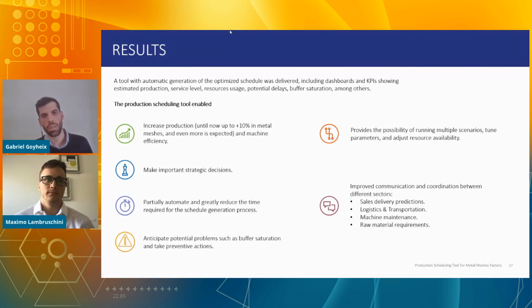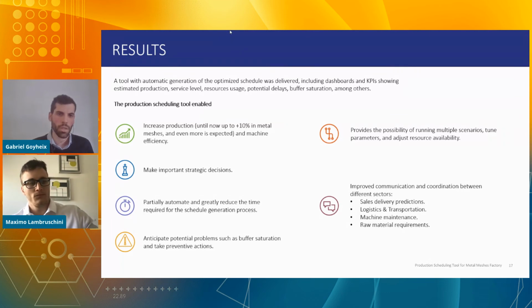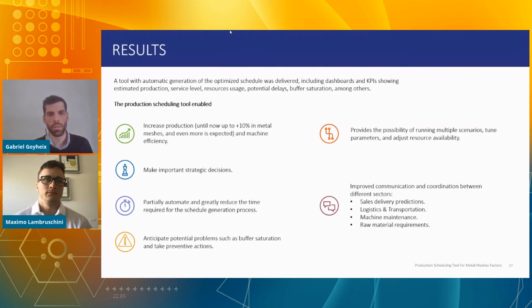For example, the sales teams can now rely on accurate predictions and better align clients' expectations. The logistics and transportation teams can now adapt their resources to prepare delivery schedules. Machine maintenance can be scheduled when most convenient. And finally, as it allows to anticipate the raw material requirement, this can in turn be used to schedule production in other processes from other sectors of the factory.